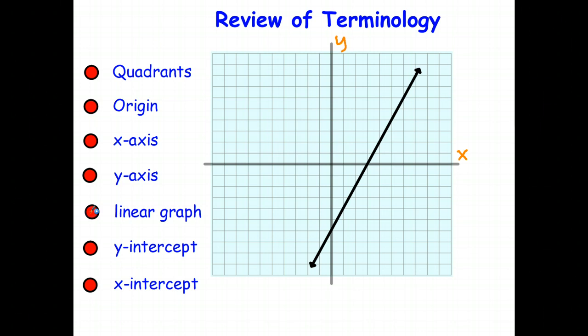And here's an example of what's called a linear graph. That basically is going to end up being a rule, or the picture of a rule that links the 2 variables x and y. Where that graph crosses the y-axis, just there, is called the y-intercept, and where that graph crosses the x-axis, just there, is called the x-intercept.